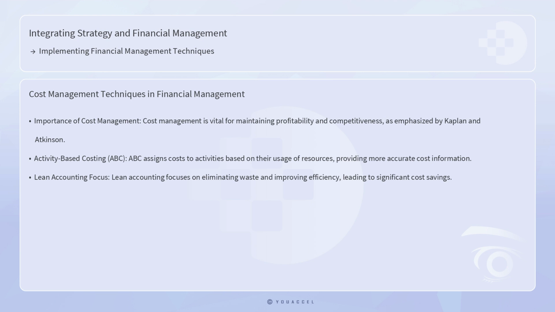ABC assigns costs to activities based on their usage of resources, providing more accurate cost information. Lean accounting focuses on eliminating waste and improving efficiency, which can lead to significant cost savings. For example, a manufacturing company may use ABC to determine the true cost of producing a product by assigning costs to various activities such as materials handling, production, and quality control. This information helps the company identify areas where costs can be reduced without compromising quality.